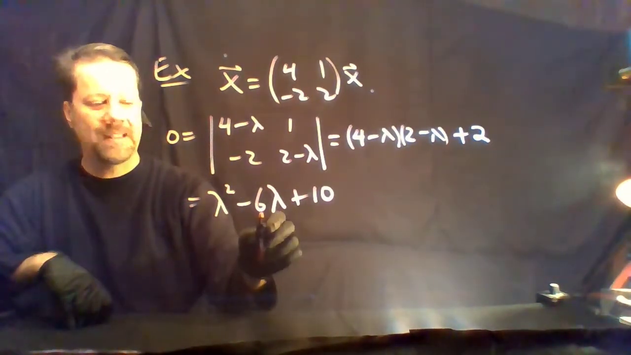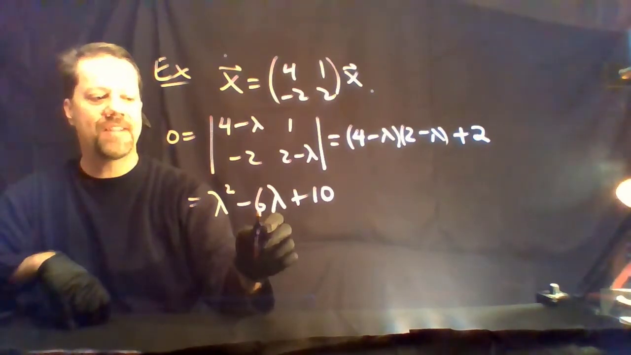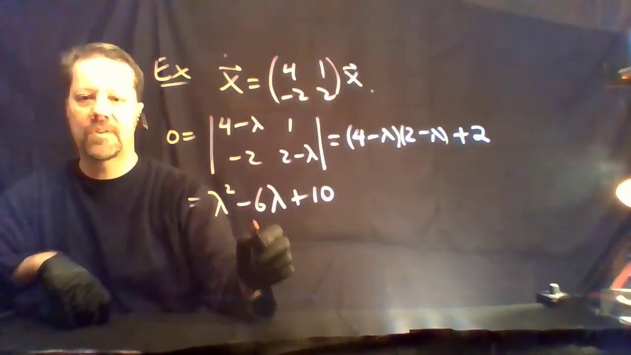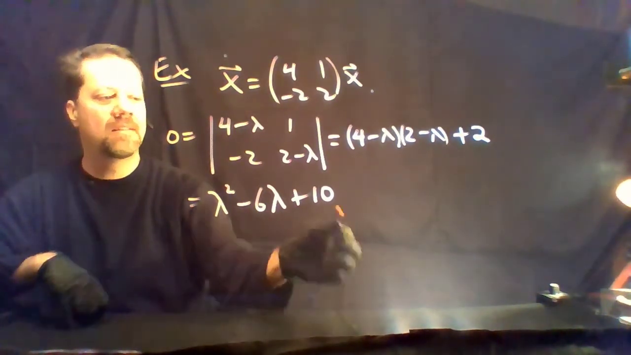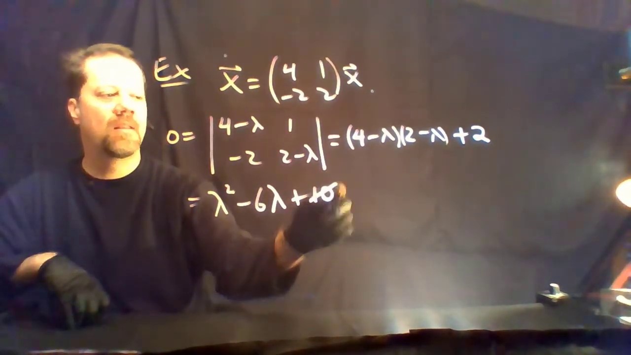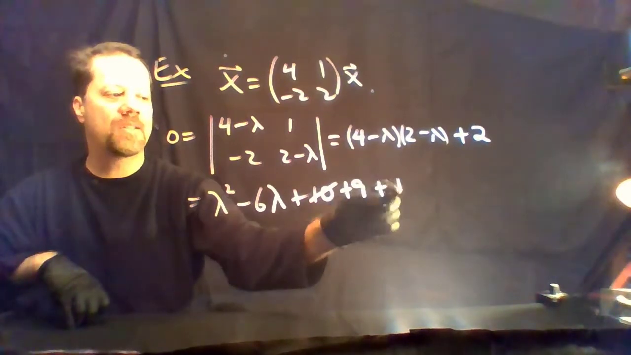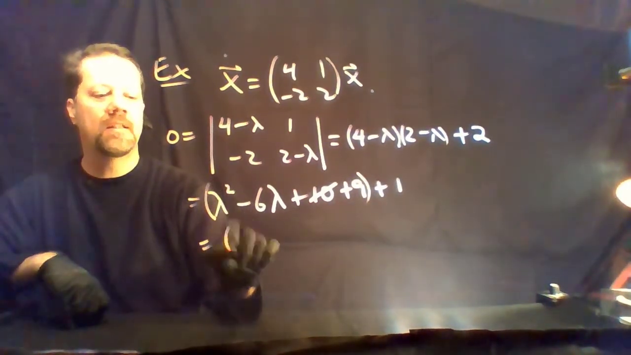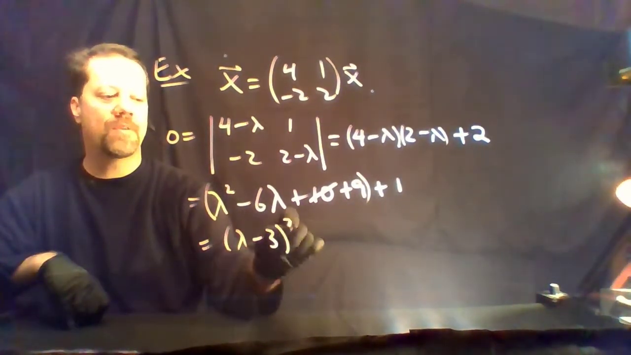Now if I complete the square here, dividing negative 6 by 2 is negative 3. Squaring that is positive 9. I wish I were adding 9, not 10. So I'll split this into plus 9 and plus 1. This gives me (lambda minus 3) squared plus 1.